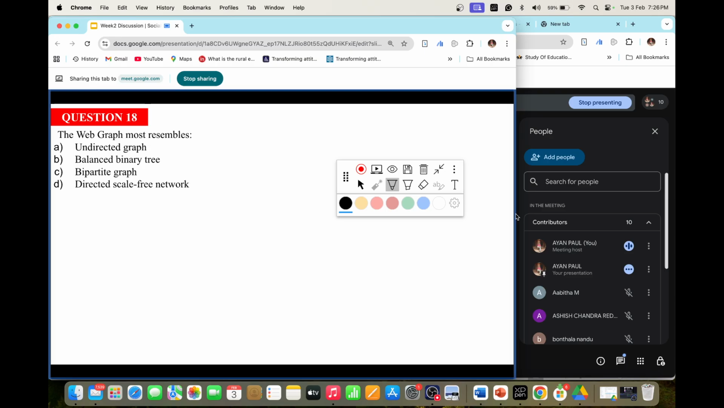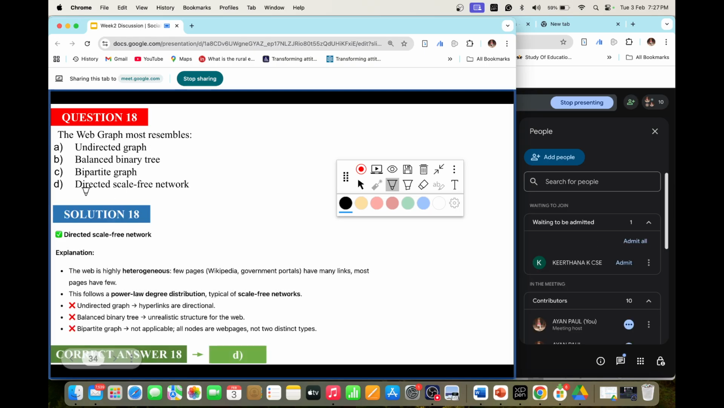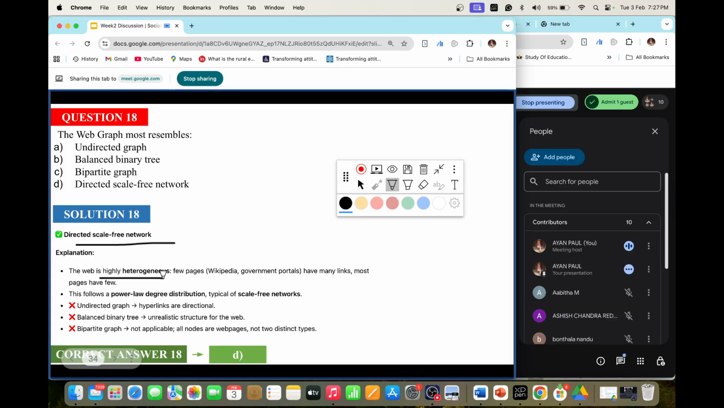So that you know this, the web graph mostly resembles an undirected graph, balanced binary tree, bipartite graph, or directed scale free network. So option D is the correct answer, right? Directed scale free network. The web is highly heterogeneous. Few pages have many links. Mostly pages have few. This follows a power law distribution, typical of a scale free network.